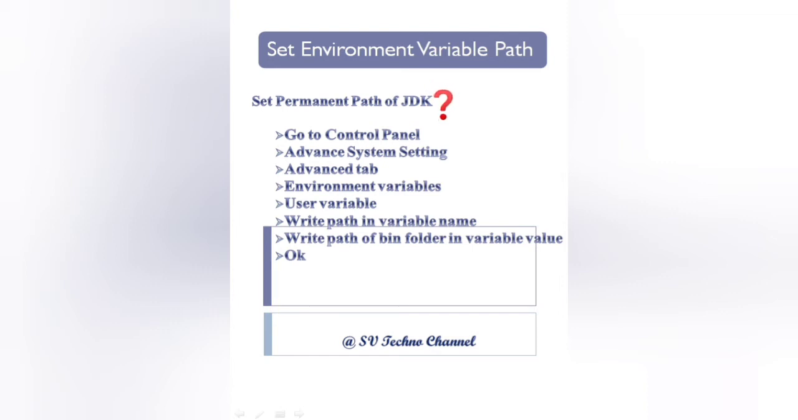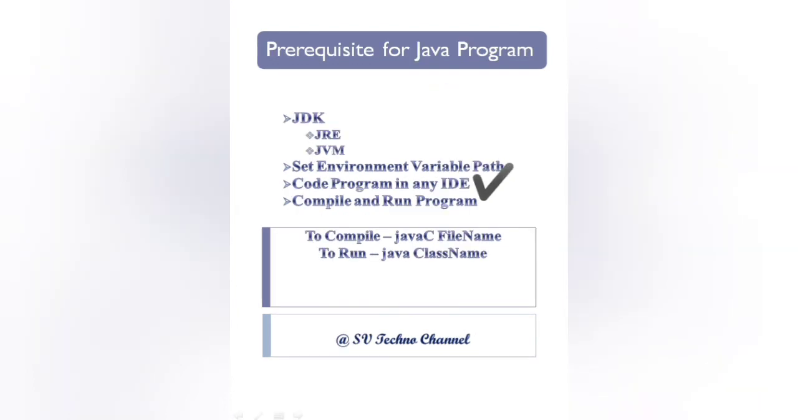Write the path in variable name, and write the path of bin folder in variable value. Then click on the OK, and then again click on the OK, then again click on the OK. So by using this way you can set the permanent path, so you don't need to set the path again and again. To write a Java program, you can use any IDEs such as Notepad, Notepad++, TextPad, and Eclipse.